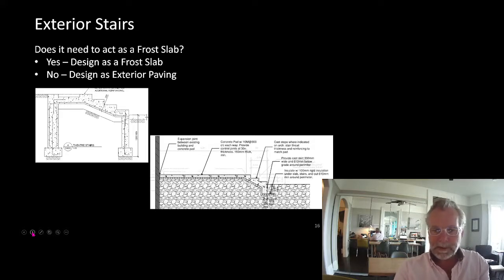So here are 2 detailed examples. This is a paving condition. We have a little stair. It's all poured integrally. We embed it down at the bottom. We put a little bit of insulation under to minimize or manage the potential for movement.